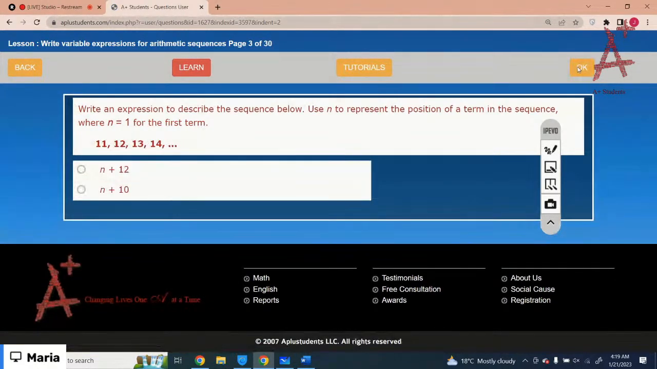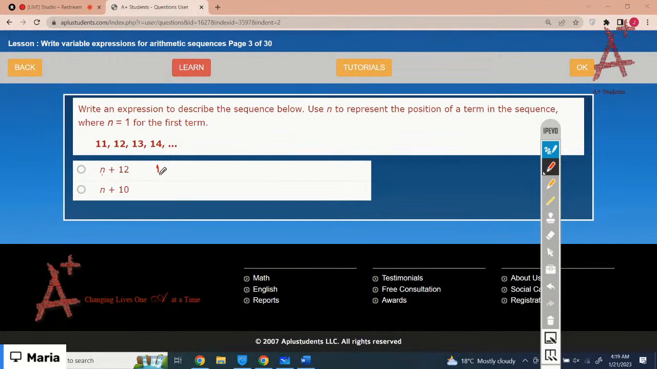Okay, write an expression to describe the sequence below. Use n to represent the position of a term in the sequence, where n equals 1 for the first term. So for the first term, n is 1. Let's start with the first one. 1 plus 12 equals 13. But here the first term is 11. That means that isn't the correct option. Got it? Let's check the second one. It is 1 plus 10, and 1 plus 10 makes 11. That means the second expression is the correct one for the question. That would be n plus 10. Got it? So just select the correct option, then click on the OK button.